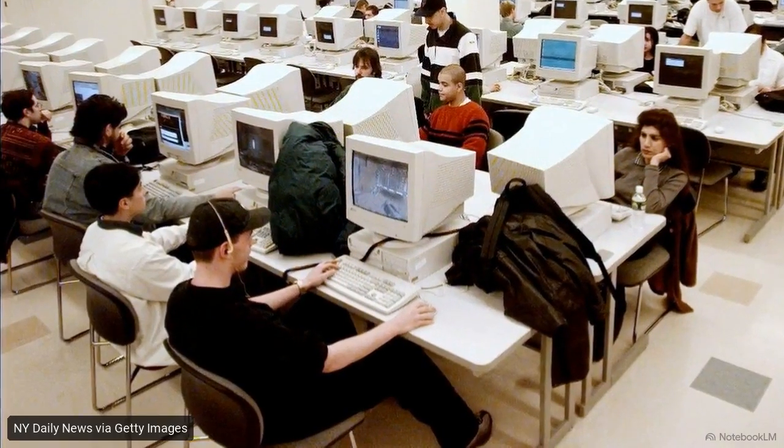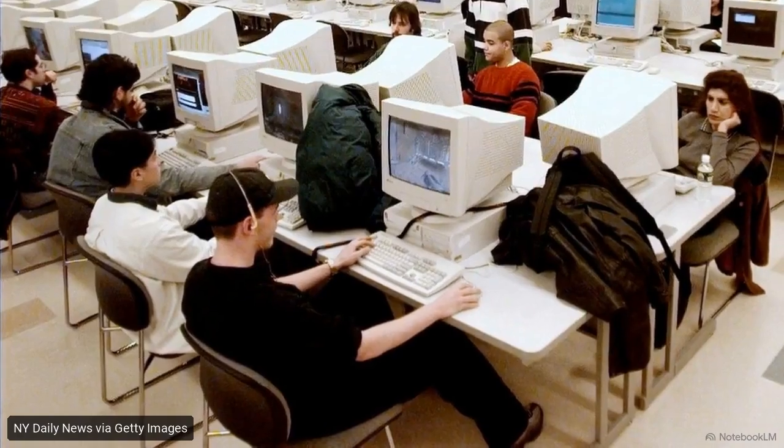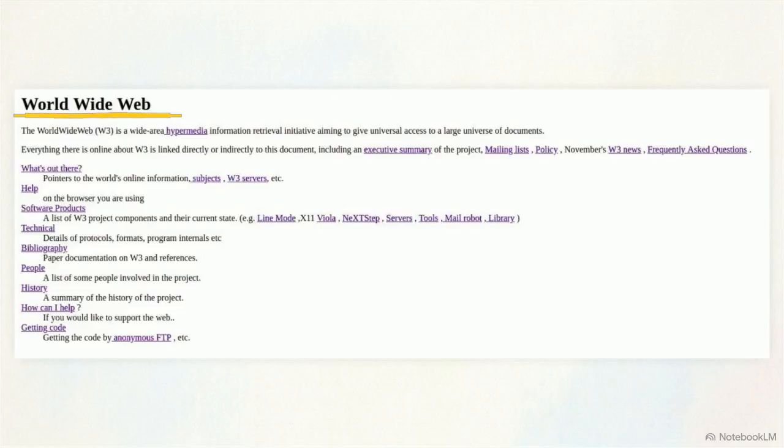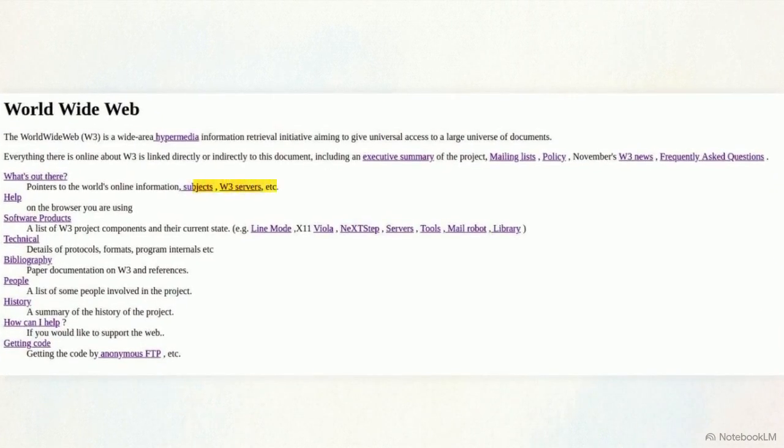Since 1989, the visual interface of the World Wide Web has moved from monospace text on CRT monitors to the high-resolution, responsive applications we navigate on mobile devices today. This is the first web page ever created, published by Tim Berners-Lee at CERN. It consists of black text on a white background, connected by a handful of blue hyperlinks.